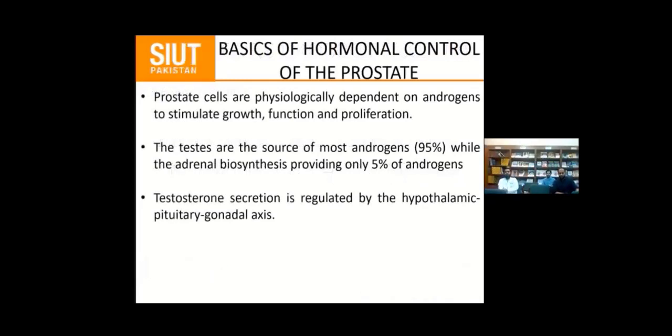First of all, we know the basics of hormonal control of the prostate. Prostate cells are physiologically dependent on androgens to stimulate their growth, function, and proliferation. The testis is the main source of androgen production, almost 95%, while the remaining 5% is produced mostly by the adrenal cortex, zona reticularis, and testosterone secretion is regulated by the hypothalamic-pituitary-gonadal axis.